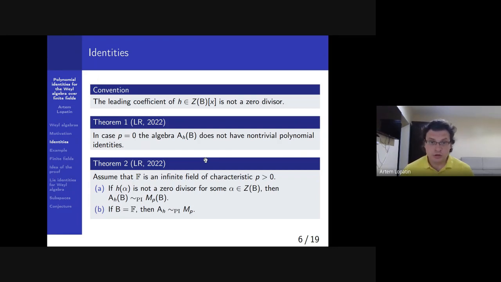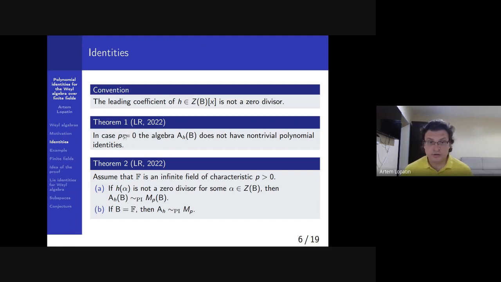And we managed to generalize this result for the case of the parametric Weyl algebra. So here the result is the following one. But first of all, about convention. Here we need the following convention: h is a polynomial in x, and h has the property that its leading coefficient is not a divisor of 0. If we consider the parametric Weyl algebra over a field, of course, this condition always holds. But in case of an arbitrary unital algebra B, we have to require that this condition holds. Later, I will come back to this convention.